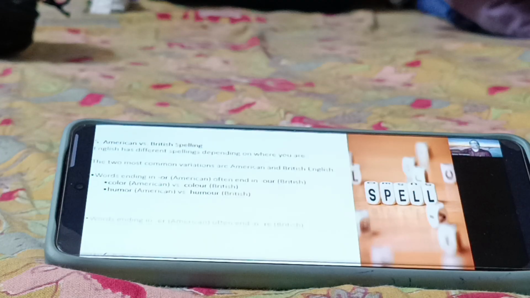And words ending in ER would be American, and often ending with RE would be British. So we'll see some examples and you'll get clarity there. So center, that's American, and centre, RE, that's British. Theater and theatre. So normally whenever you're drafting something and something goes for autocorrect, chances are that it will prompt you for the American spelling. So you see theater, that's American, and theatre, RE, that's British.